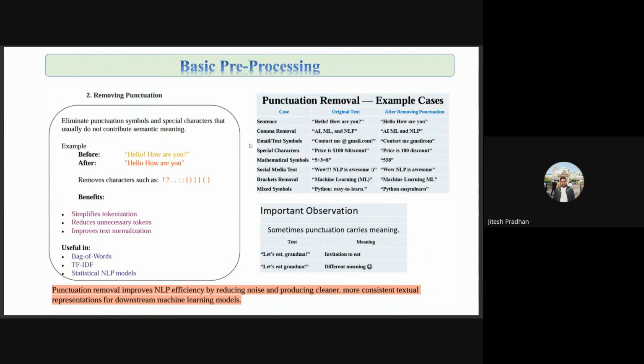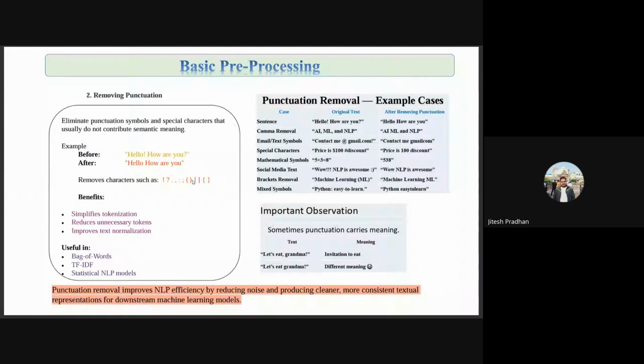Now let's take another basic preprocessing step, called removal of punctuation. Punctuation is basically a symbol or special character that usually does not contribute any semantic meaning. These are called punctuation. Here, this exclamation mark is punctuation. We eliminate punctuation symbols and special characters that usually don't contribute anything. These are just fancy things and won't contribute to the actual meaning. So we will remove these characters. It can be an exclamation mark, question mark, dot, colon, semicolon, or a bracket or anything. We will remove it.